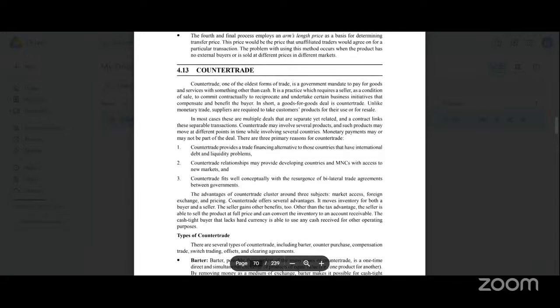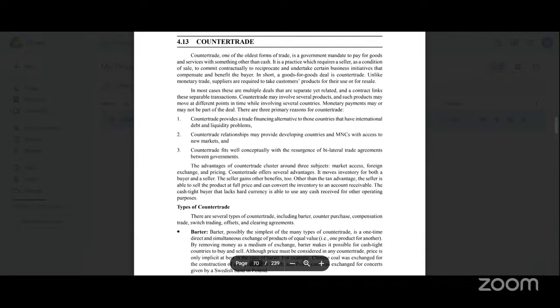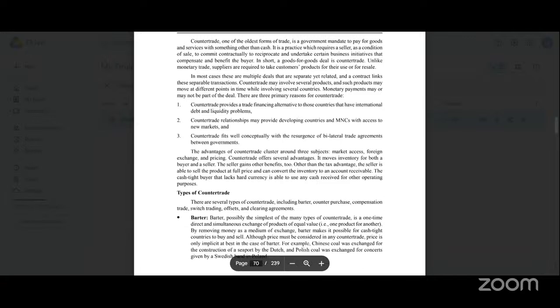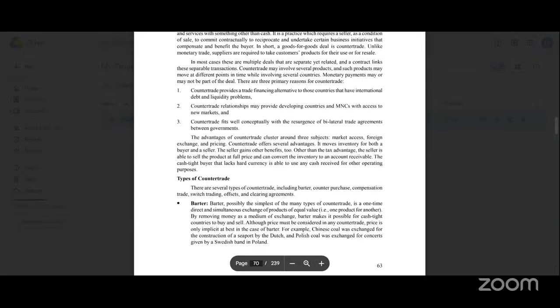Then we look at counter trade. Counter trade is one of the oldest forms of trade. Here, the government mandate is to pay for goods and services with something other than cash. So, I'm giving something to one country and I'm getting back some other goods in exchange. Counter trade has a wide range of products within its kitty. The monetary payments may or may not be part of the deal. So I may be supplying paddy to one country and getting back wheat in exchange, as a counter trade.